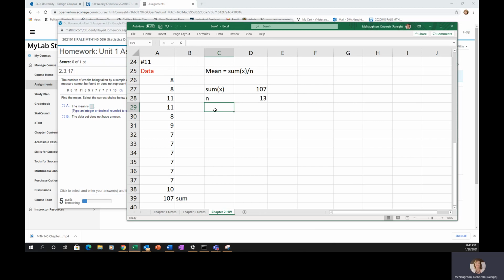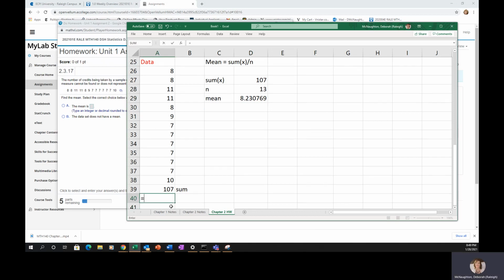Right, and then the mean is the sum divided by n, or 8.23. Okay, the other way that I can get this is I can go equal average, and then just pick all of the data. Gotta make sure you don't include the sum. And I get the same number.